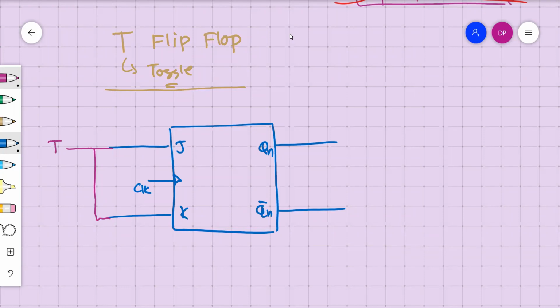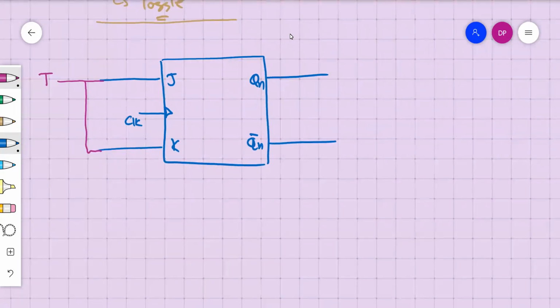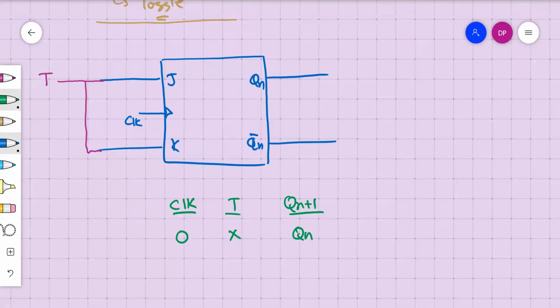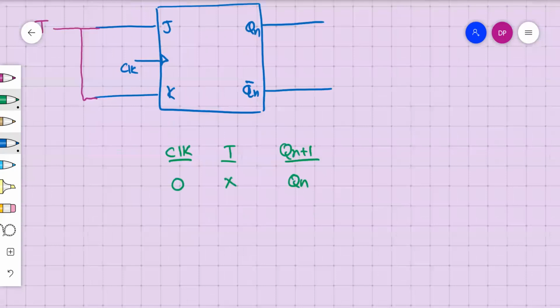So when T is equal to 0, what will happen? We will consider clock to be 1. When clock is 0, obviously it will act as memory. So let's put it in the tabular form. We have clock, we have T, and we have the next output Qn plus 1. When clock is 0, then irrespective of the value of T, it will act as memory. Qn plus 1 will be equal to Qn.